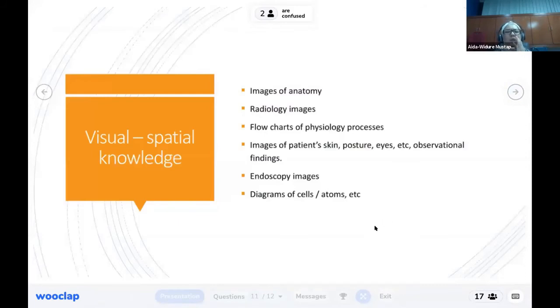So how about visual spatial knowledge? It would include images of anatomy, radiology images. I also included flowcharts because I think flowcharts are quite visual as well. Maybe you can put images of the patient's skin and ask them questions on those, endoscopy images or diagrams of cells or atoms, etc. So let's look at some examples.